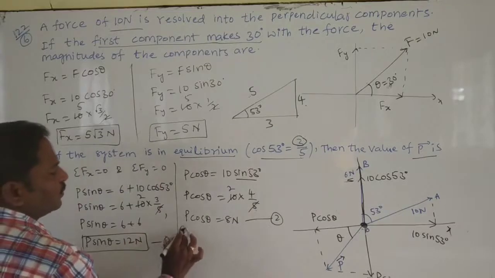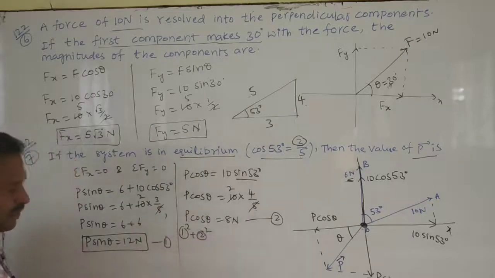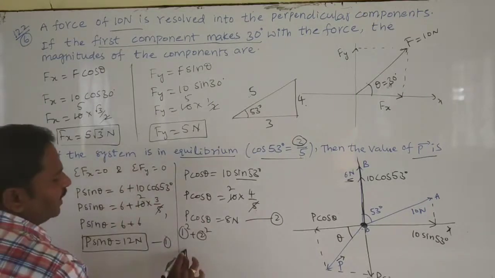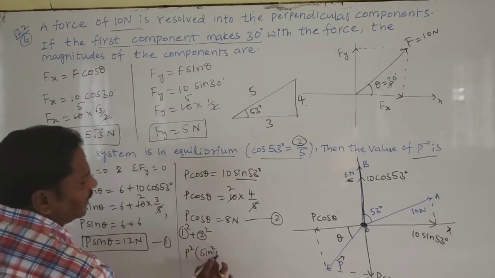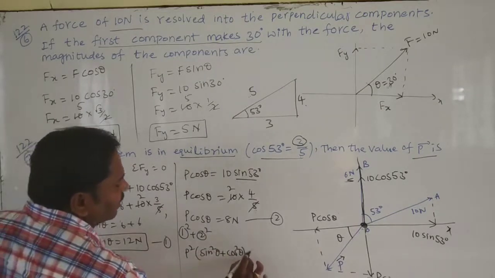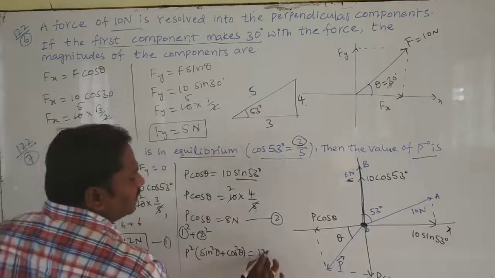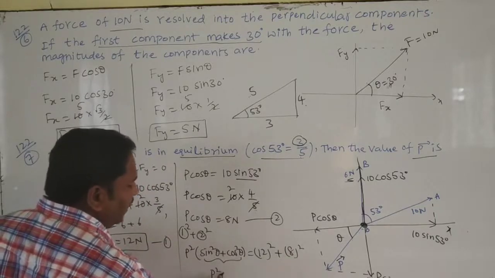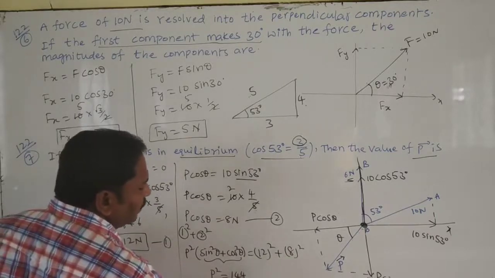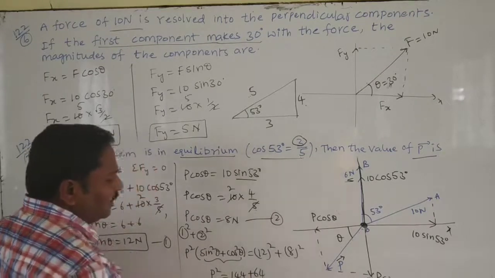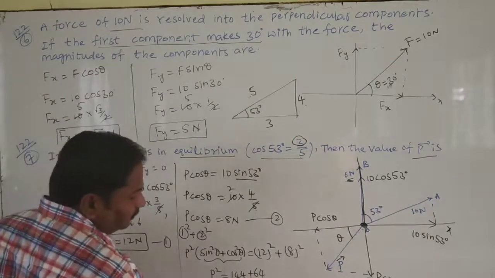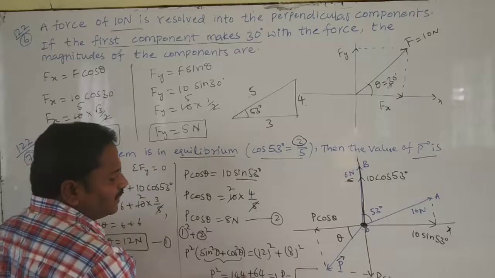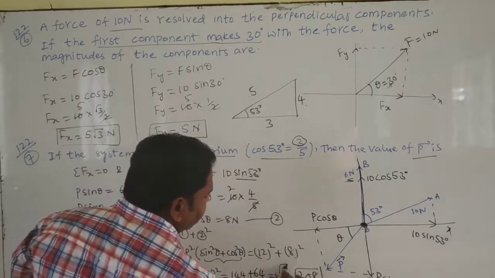Now we have to do 1 square plus 2 square: P square sin square theta plus P square cos square theta. Take P square common, sin square theta plus cos square theta becomes 1, and here 12 whole square plus 8 whole square. So P square equals 144 plus 64. So P equals root over 208. That is the answer.